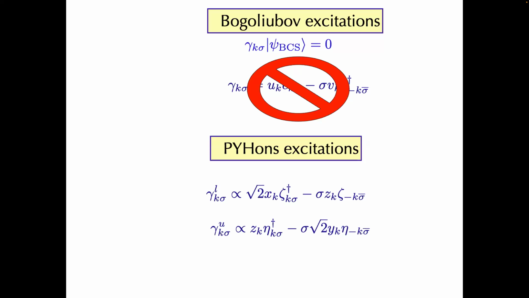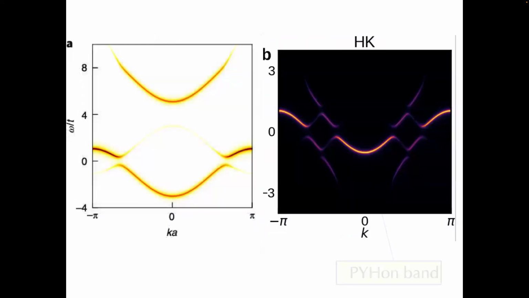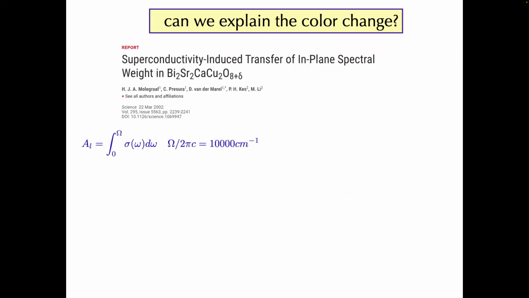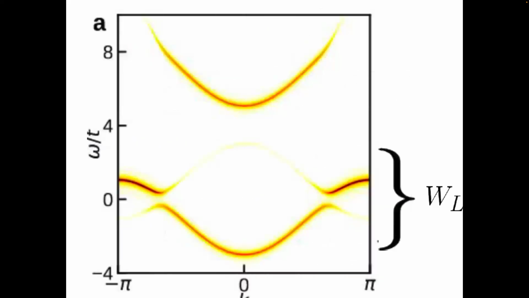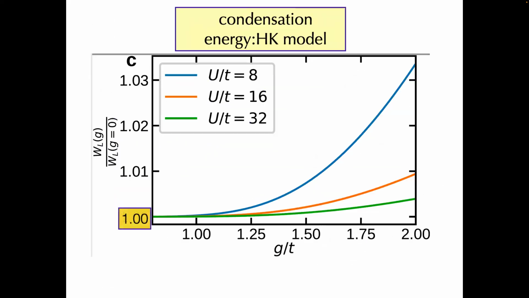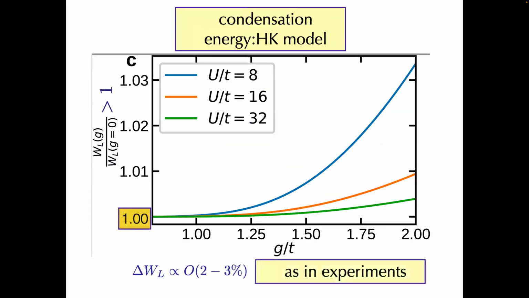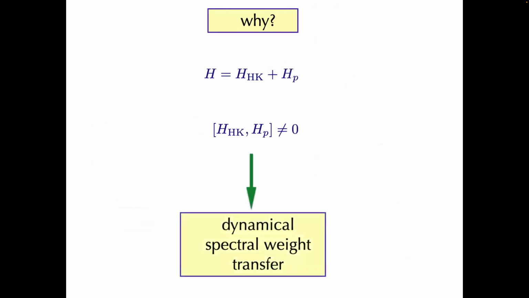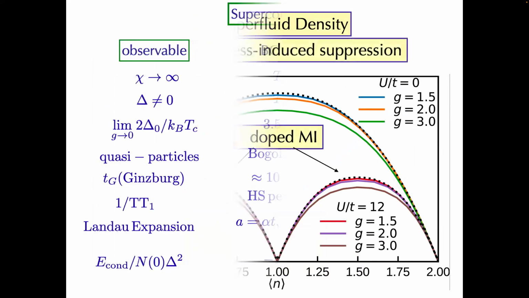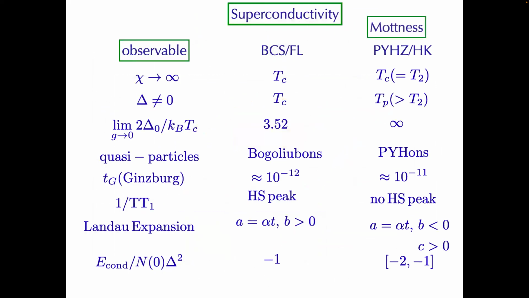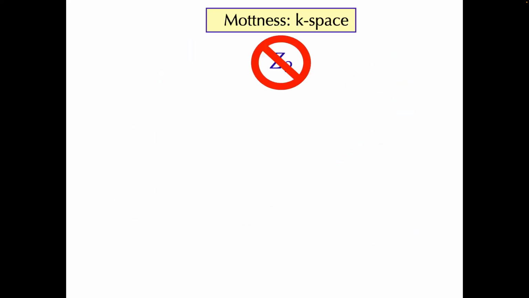So let me just conclude the whole presentation with that point. Okay, so yeah, these are the things that are being gapped. Here's the van der Marel thing. I'm not going to go through it. But I just want to end with the really big picture. Okay, this was all in the first paper. Here are all of the differences that Mottness induces on superconductivity.